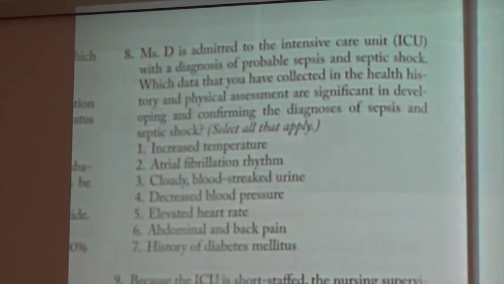But if it just said, what are signs and symptoms of septic shock, then it'd just be increased temperature, decreased blood pressure, and elevated heart rate. Okay, makes sense. That's all of them, except the elevated temperature goes with just septic shock, right? It wouldn't go with necessarily hypovolemic or cardiogenic.